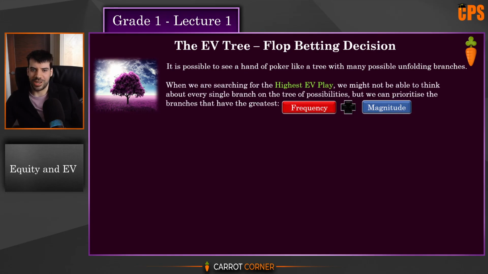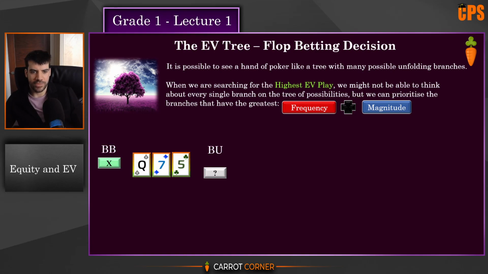So we're searching for the highest EV play. This is what we're doing, as we saw at the start. We're not just trying to do something profitable, we're trying to do the most profitable thing. And we might not have the processing power, we're not solvers, we don't have perfect information either, so we're not really able to think about every single branch on the tree. So instead, as humans, it definitely behooves us to prioritize the branches that have the greatest frequency and magnitude. That's to say, if something happens really often, we care about it, and if something is extremely valuable or extremely harmful, we also tend to care about it.